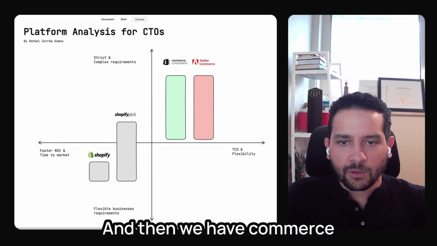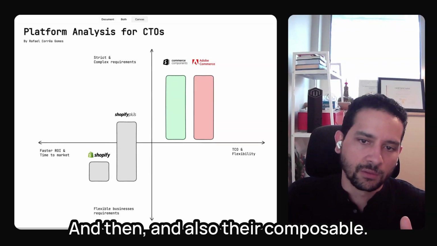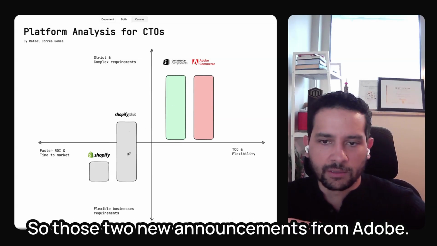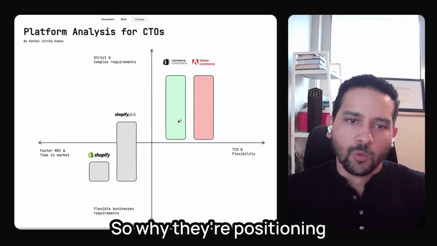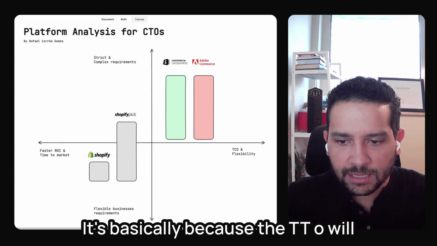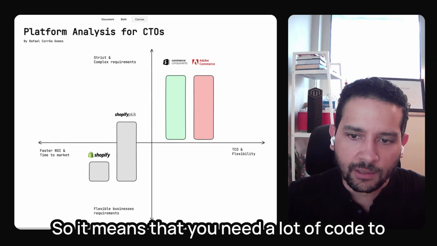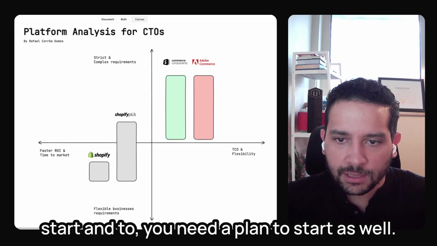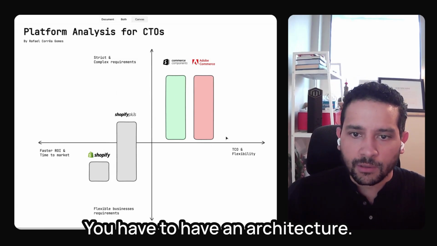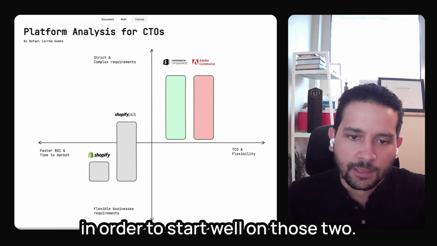And then we have commerce components from Shopify versus Adobe Commerce as a cloud service, and also their composable offering as well, the same. Those are two new announcements from Adobe. So why are they positioned on that side of the diagram? It's basically because the TCO will increase a lot. Since the beginning, you need to use a headless architecture. So it means that you need a lot of code to start, and you need a plan to start as well. You will have to have an architecture diagram and architecture documentation in order to start well on those two.